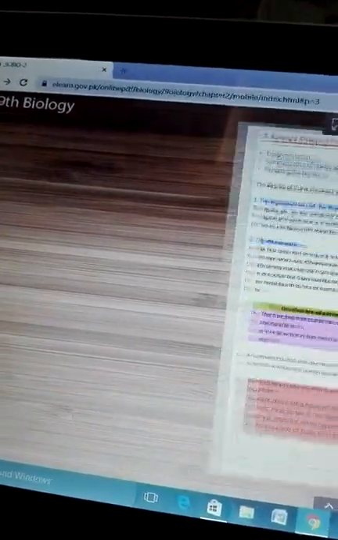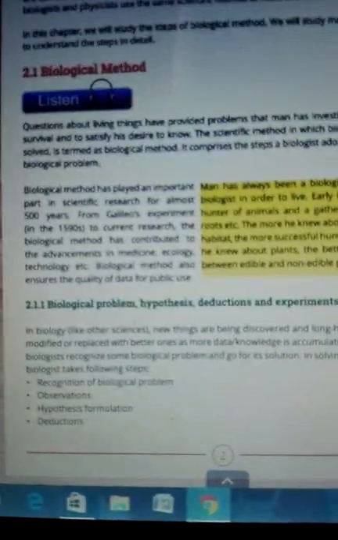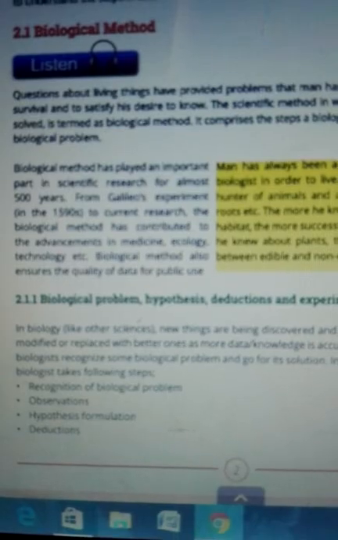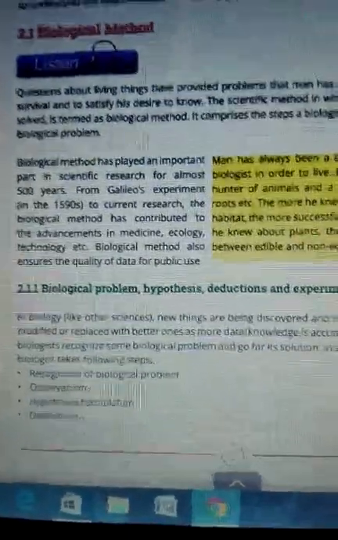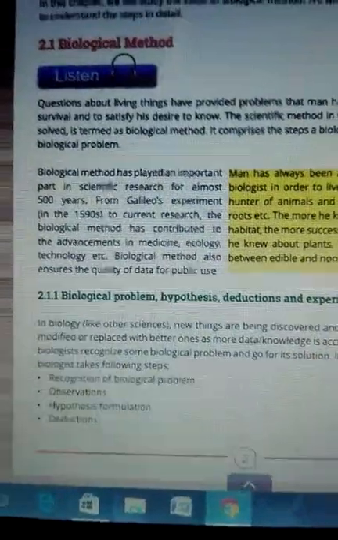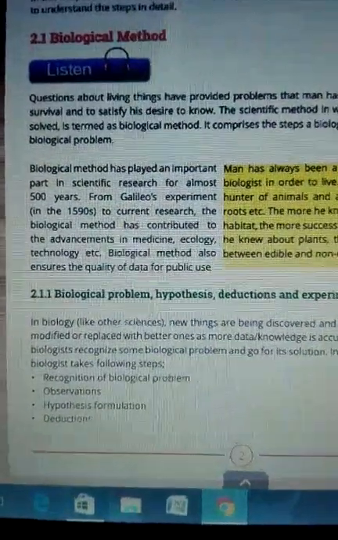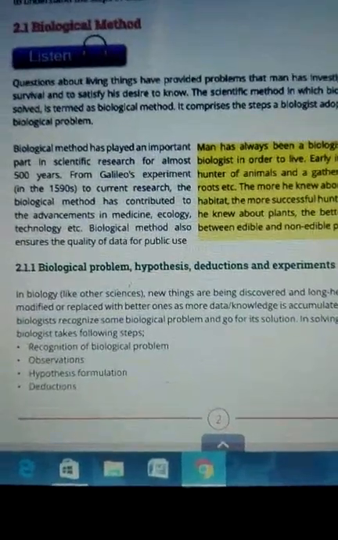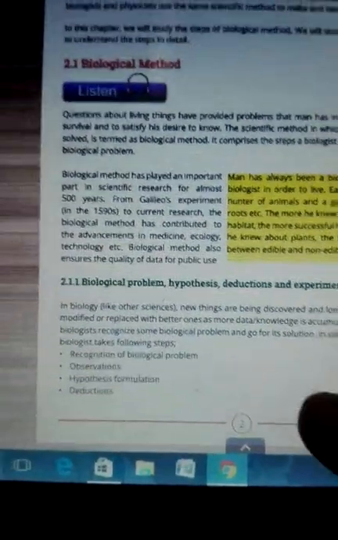So what actually happens whenever we encounter a problem? First of all, we have to recognize that problem, what it is actually about. Then we have observations according to it. What do we observe? What do we see at the first look? What do we think about that, and our idea and our personal opinion? All these things come in the observation.